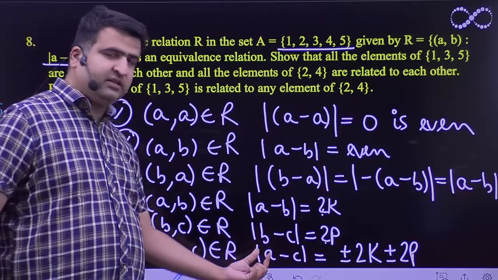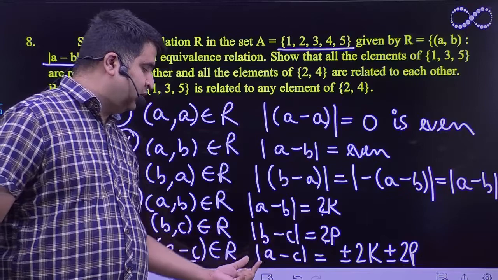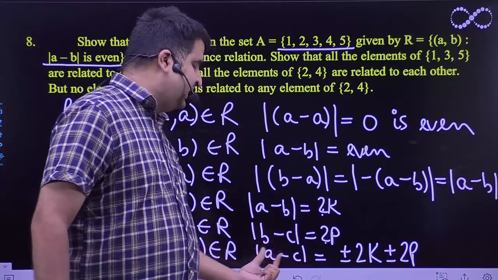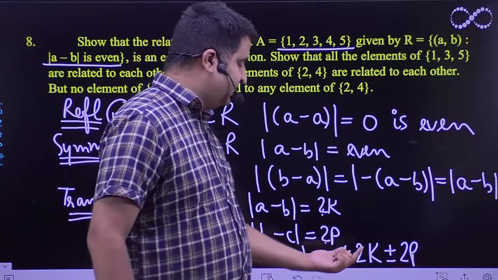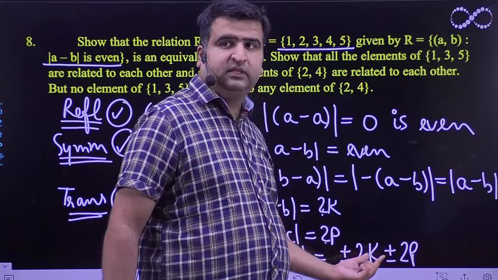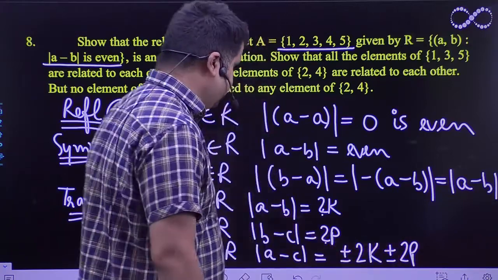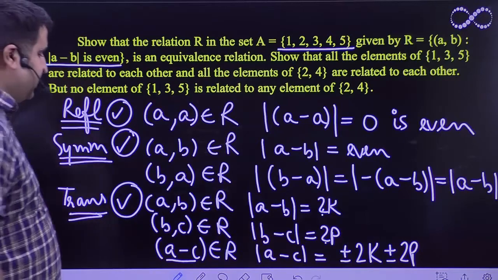You can either split this as A minus B plus B minus C. Okay, we can do that. But for that, we'll have to separate the modulus. So for separating the modulus, we need to be clear that this K and P are positive or not. Okay.